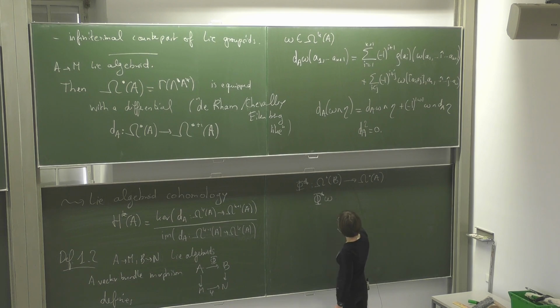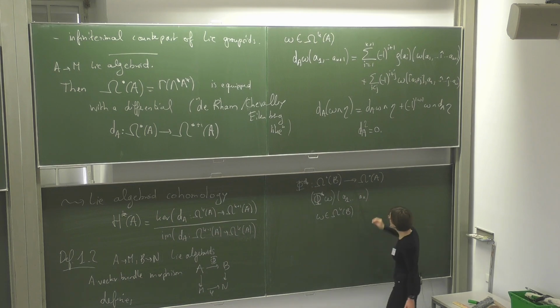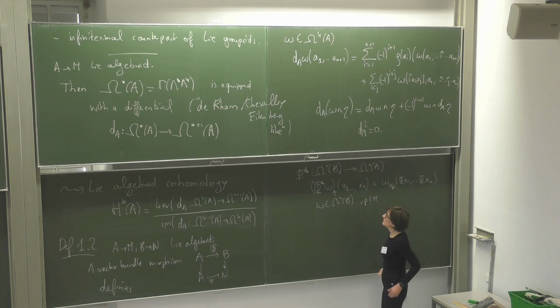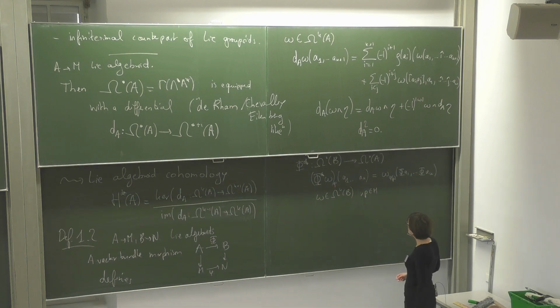So if you have a k-form omega on B, then this is going to be a k-form on A. So you're going to feed it with k sections of A. And then if this is at the point p of M, then you will have omega at phi of p eating phi a_1, ..., phi a_k. So this is a natural notion of pullback of forms.